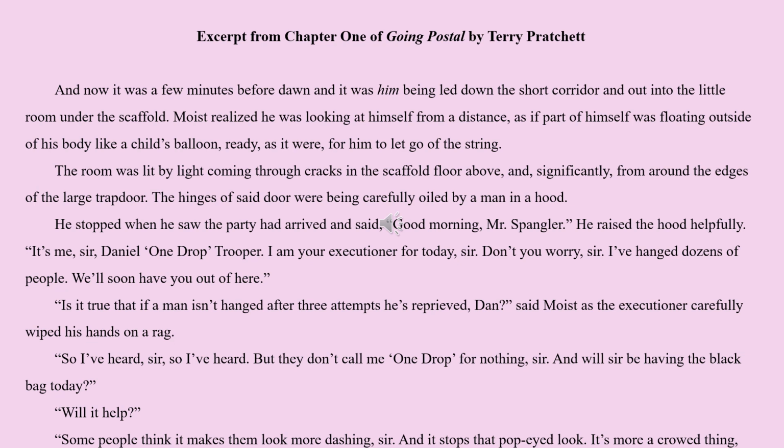Moist realized he was looking at himself from a distance, as if part of himself was floating outside of his body like a child's balloon, ready as it were for him to let go of the string. The room was lit by light coming through cracks in the scaffold floor above, and significantly from around the edges of a large trap door. The hinges of said door were being carefully oiled by a man in a hood. He stopped when he saw the party had arrived and said, "Good morning, Mr. Spangler." He raised the hood helpfully.